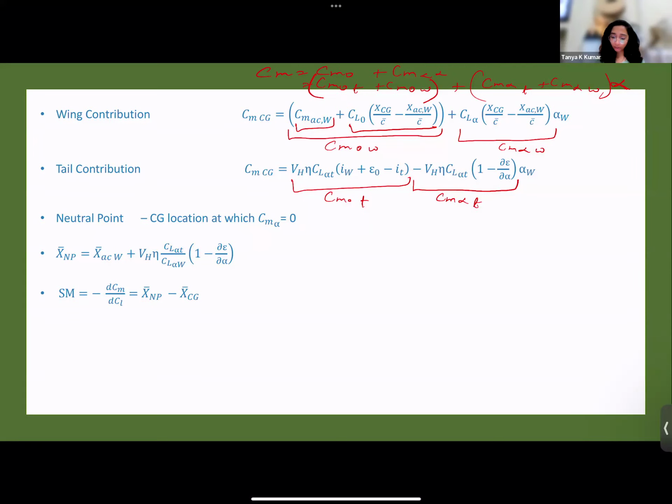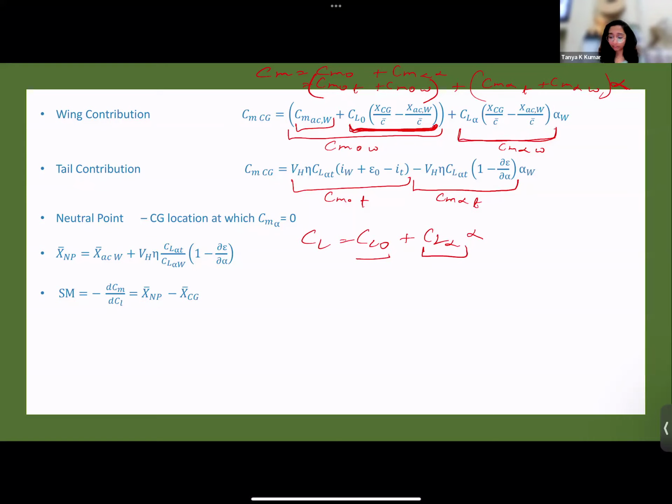Now the CL naught into this distance comes from your lift components. CL is CL naught plus CL alpha into alpha. So when you do the derivation, you will have a CL naught into distance term, which is what is given here. Similarly, the remaining term, CL alpha into the distance, contributes towards the slope.